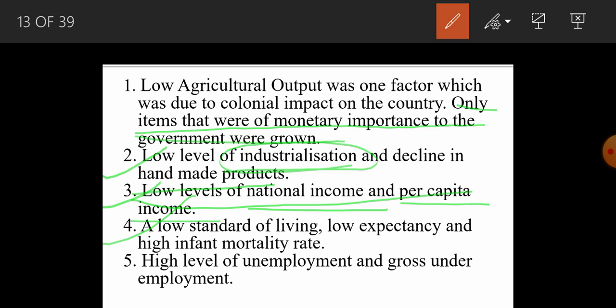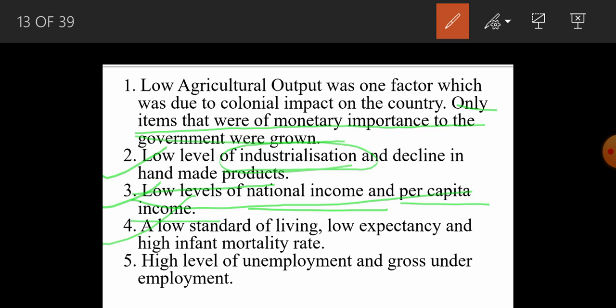Next point is the low standard of living, low life expectancy, and also the high infant mortality rate. Yes, in the previous topic we discussed the demographic condition. Everything was going very badly and the situation was drastic during colonial rule. We have seen the low standard of living of the people, and life expectancy was also very low, around 32 years. And the infant mortality rate was at an alarming 218 at the time of independence.